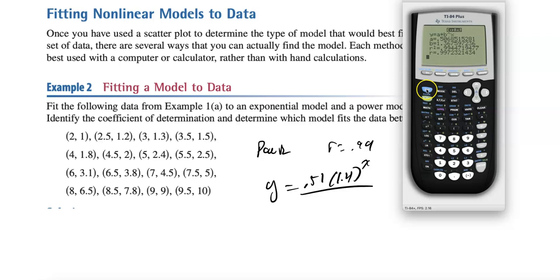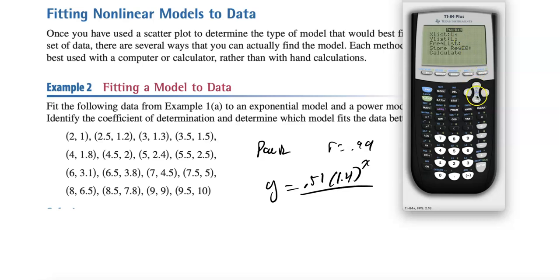Well, if we want to try a different one, I'm going to go stat, I'm going to calculate, I'm going to go all the way down. So again, line regression doesn't work. That's a natural log regression. That's not going to work. A power regression might work. Power regression is a power symbol, so it might work that one also. So let's hit that one.